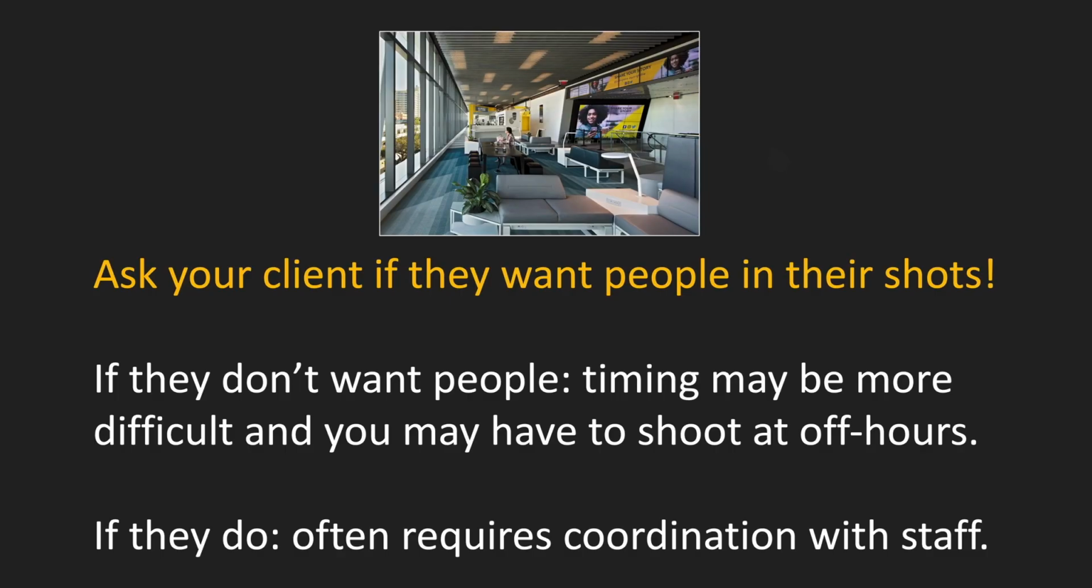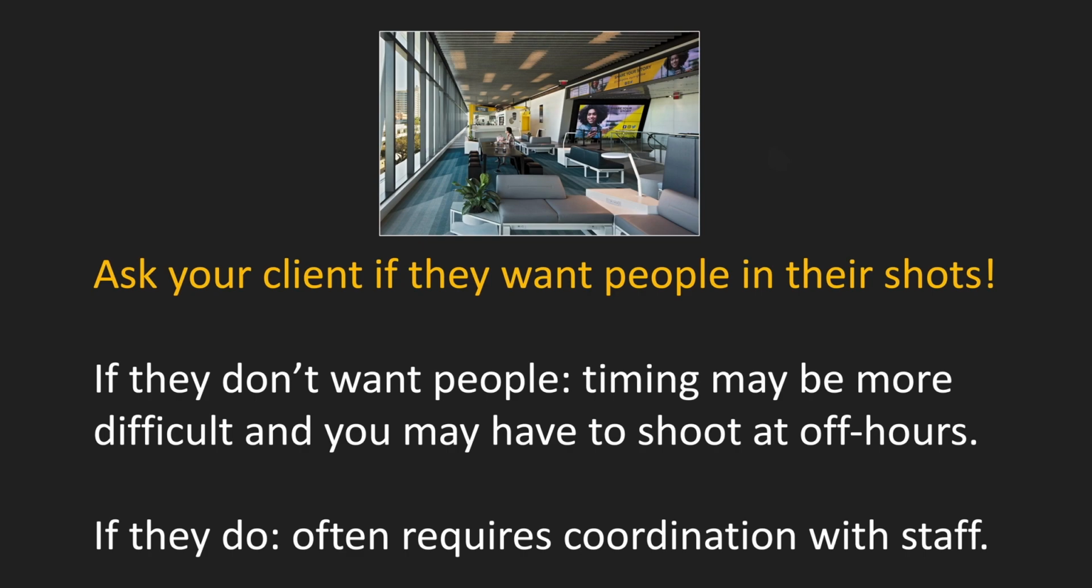So the first thing you really need to do is to ask your client if they want people in their photos. This is really important. Don't assume that they want them in there, and don't assume that they don't. If they don't want people, timing is really critical, because you're going to have to shoot at times of day when, let's say, in an office there's nobody there. This will require some timing.